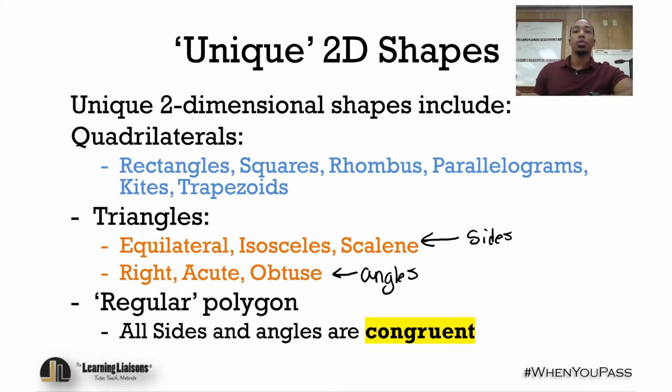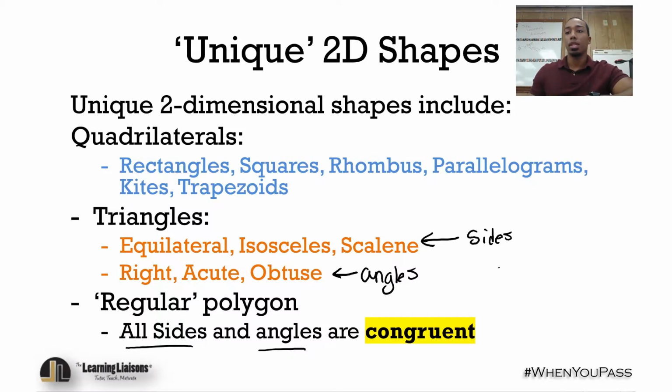And then we have what's called a regular polygon. Whenever we classify a polygon as regular, what we're actually saying is that all of its sides are congruent. Also, all of the angles in it are congruent as well. And when we say congruent, it means that the measures are equal. So a regular polygon is when all sides and angles are congruent, or the same.